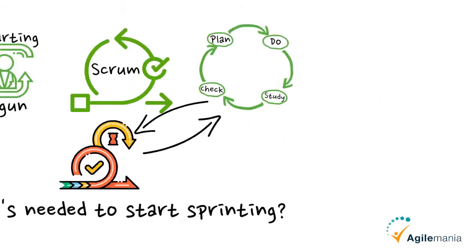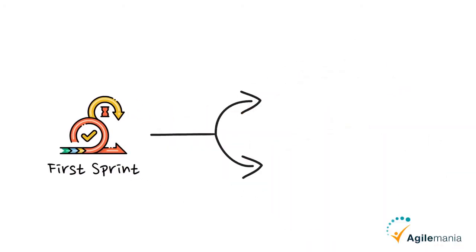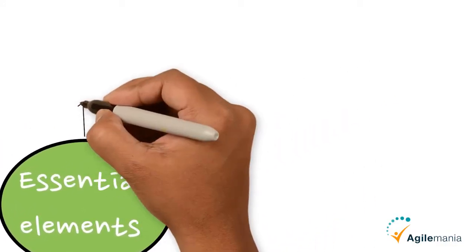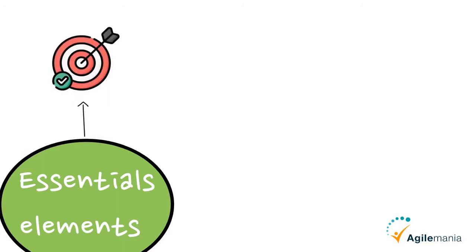We need a few things to start our first sprint, and I am putting them into two categories: essential elements and acceptable practices. There are three essential elements that I think have to be there. First, a product goal, a goal that describes the future state of a product.